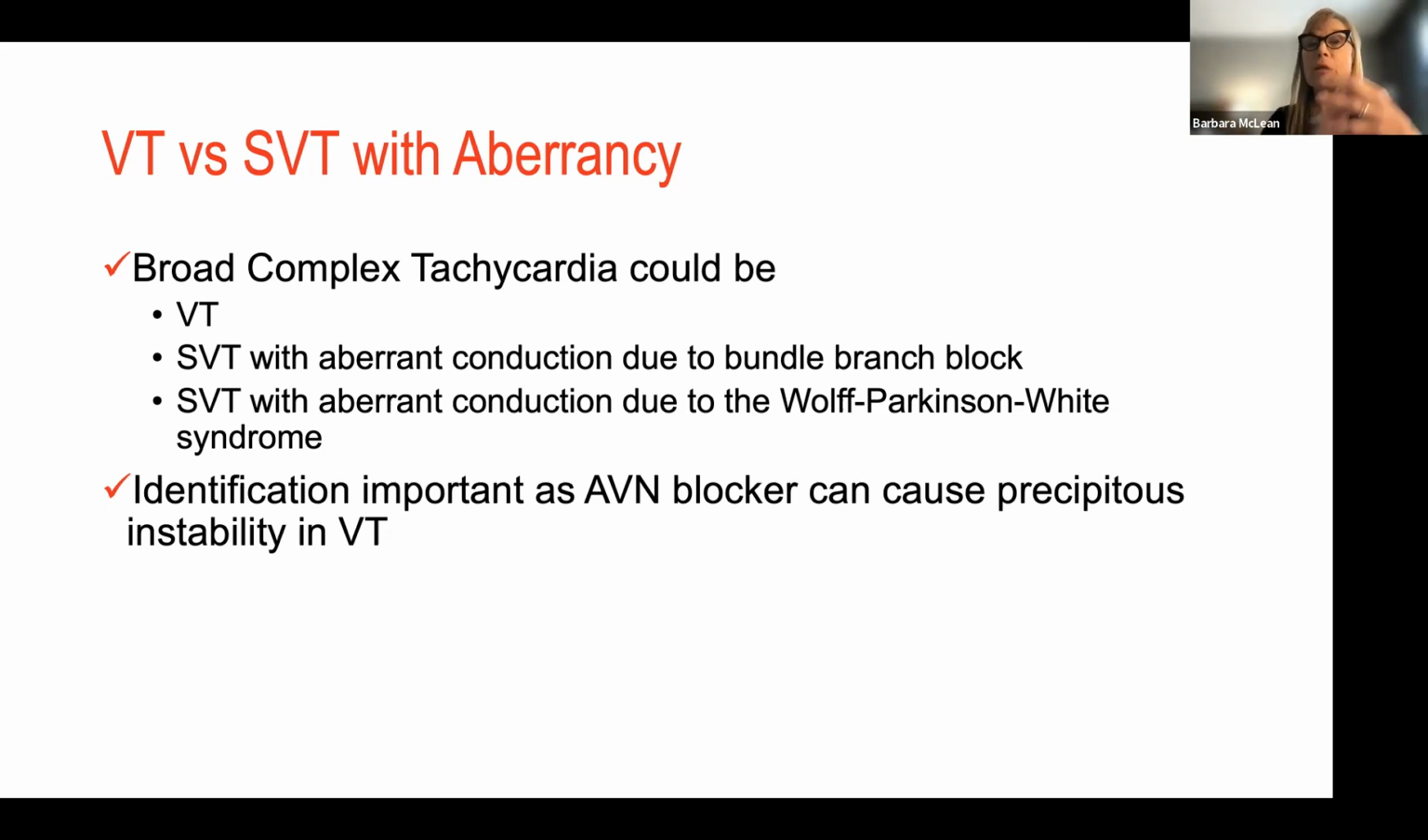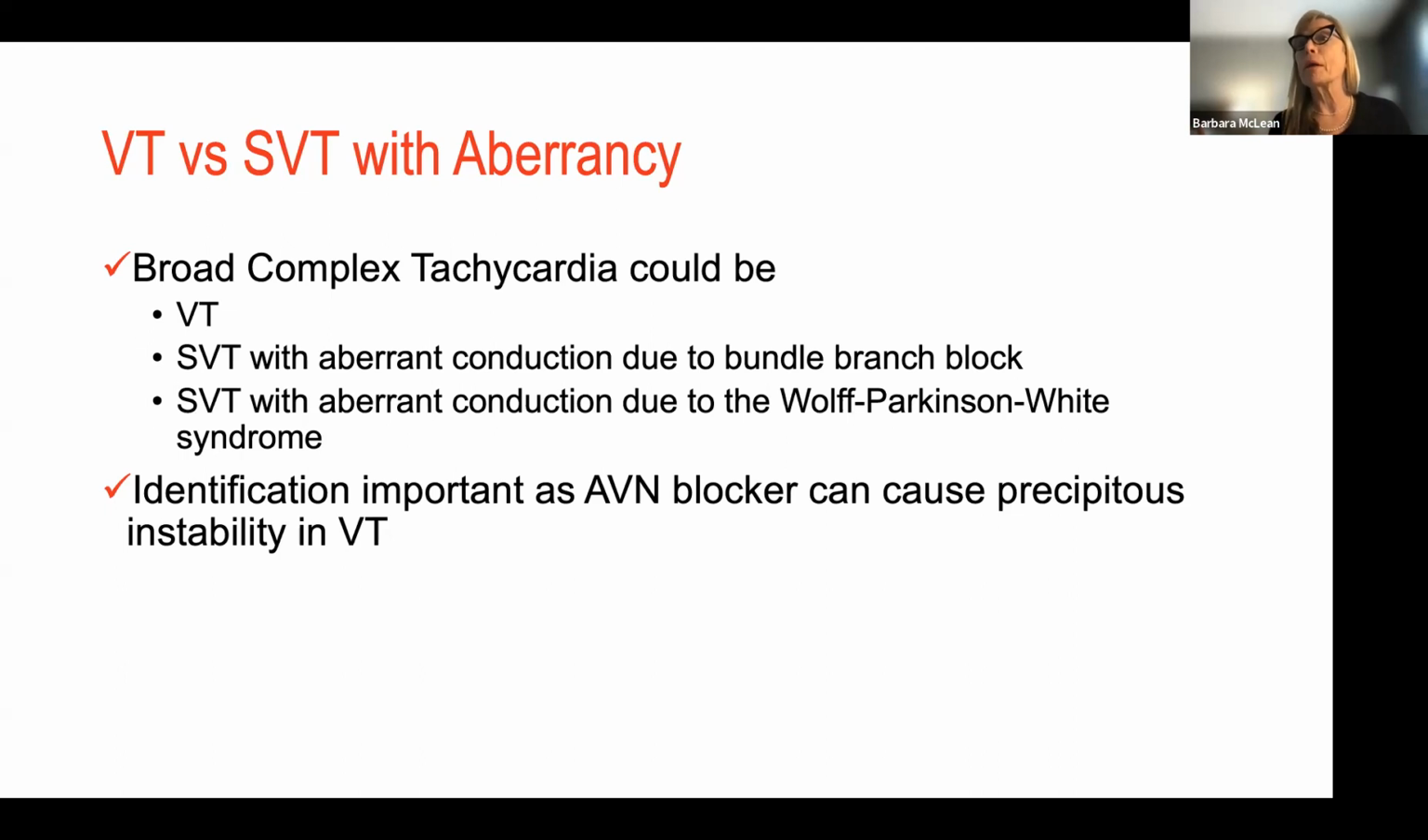But if it's SVT with aberrant conduction due to accessory pathways, and we talked a little bit about that last week, particularly Wolff-Parkinson-White syndrome, which are accessory pathways that bypass the AV node, you do not want to give these patients agents like you're looking at as SVT. You don't want to give them adenosine. You don't want to give calcium channel antagonists. You don't really want to give amiodarone. What you really need to do with these patients is procainamide, or cardioversion.